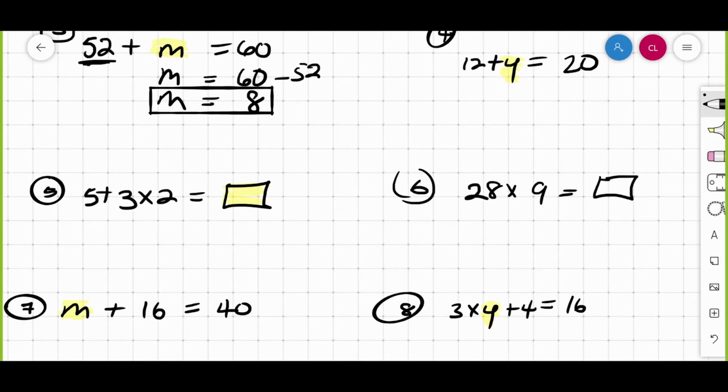Number 4. Read everything for me, please. 12 plus y equals 20. What are you solving for? What are we trying to find? What is y? Tell me how you'd go about finding y now. You add until it reaches 20. Is that the only way? Yes, sir.